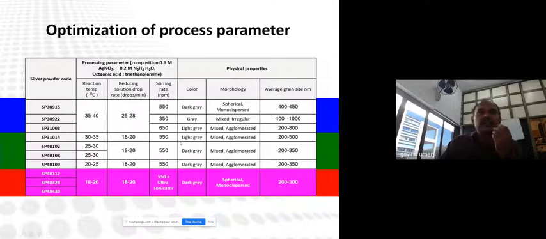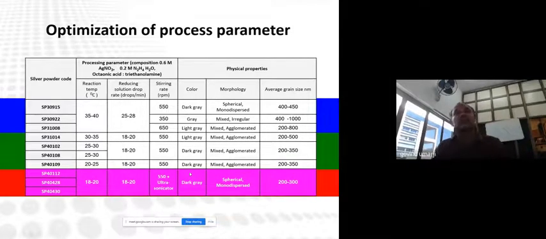To summarize, we can say that the silver powder synthesized with a reaction temperature of 18 to 20 degrees Celsius, with a reducing agent drop rate of 18 to 20, with a stirring rate of 550, and with ultrasonication, gave uniform spherical monodispersed particles in the range of 200 to 300 nanometers. The color and physical properties also say a lot of things; color also defines the quality of the silver powder.